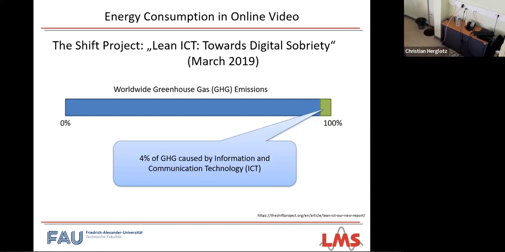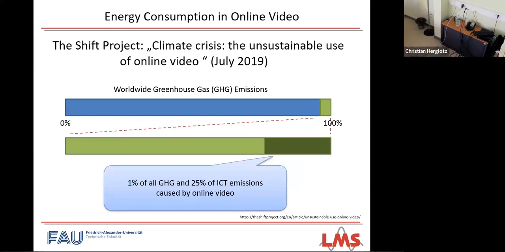If we take the worldwide greenhouse gas emissions as 100%, then they said that ICT was responsible for 4% back then. And if we look one step further at video communications or online video, anything that you do with video, then it was 1% of this full range. So 1% of the full greenhouse gas emissions. That was 2019. In between, we had COVID and a big rise, and we have different other developments. So we can say that it is still at least a similar number. I'm not sure if it's 2% or 3%, but it's something that is realistic.